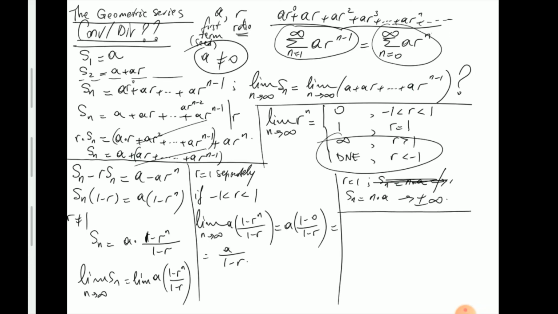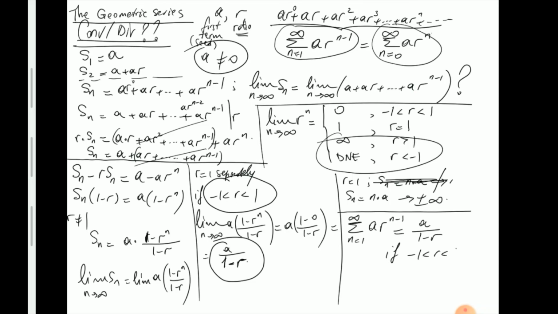So the only way for the geometric series to converge is if the ratio is between minus 1 and 1. And not only can we conclude it converges, but the sum of the series is given by this nice formula, a over 1 minus r. So in a nutshell, we just proved that the summation from 1 to infinity of a r to the n minus 1 is equal to a over 1 minus r if r is between minus 1 and 1, and it diverges otherwise, for other values of r.